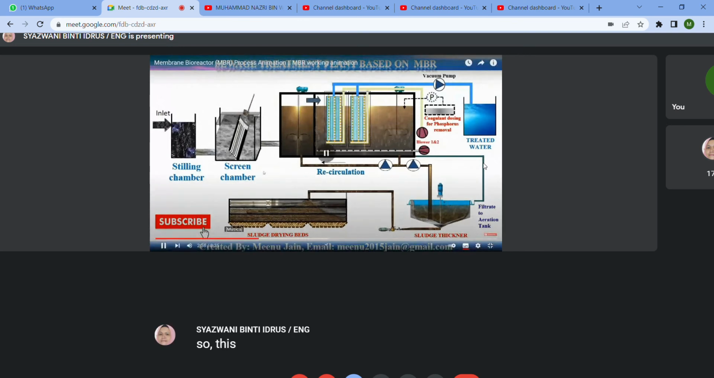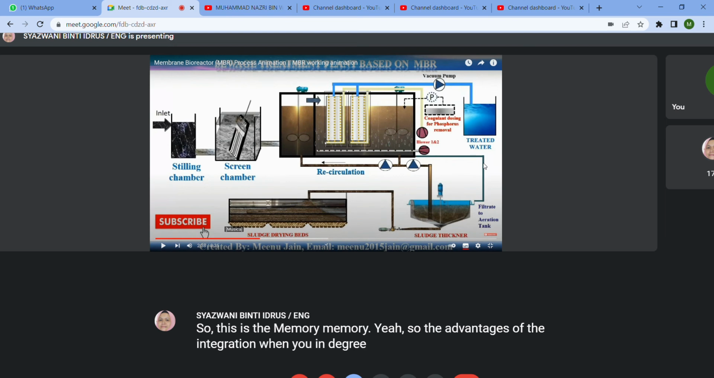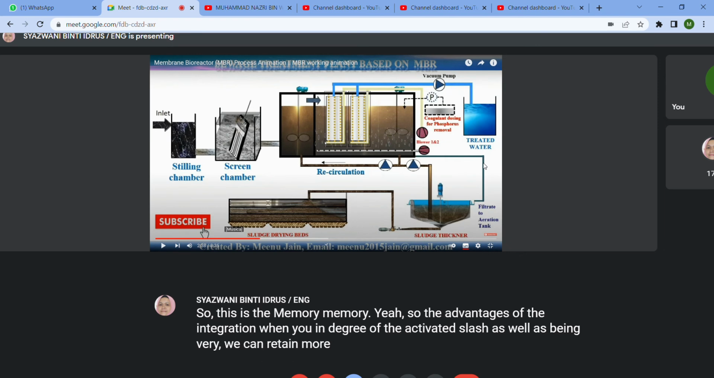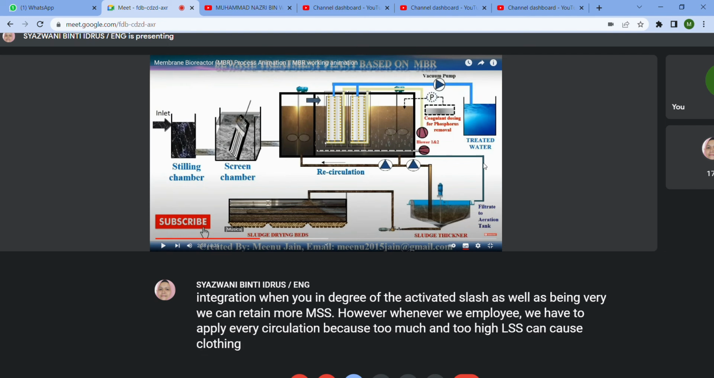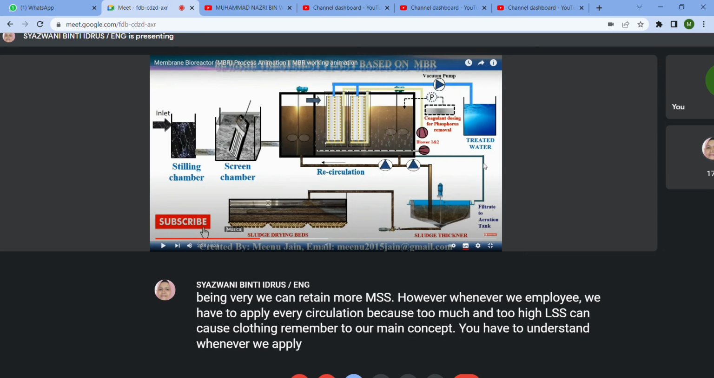So these are the units of the membrane bioreactor. So the advantages of integration: when you integrate the activated sludge with the membrane bioreactor, we can retain more MLSS. However, whenever we employ a membrane bioreactor, we have to apply recirculation, because too high MLSS can cause clogging of the membrane. So there are three main concepts that you have to understand.